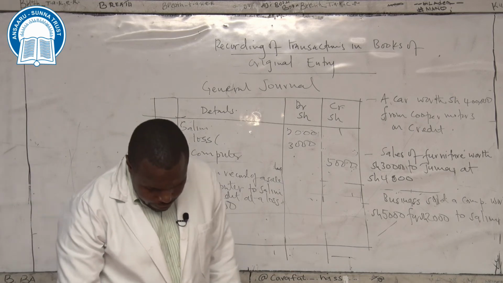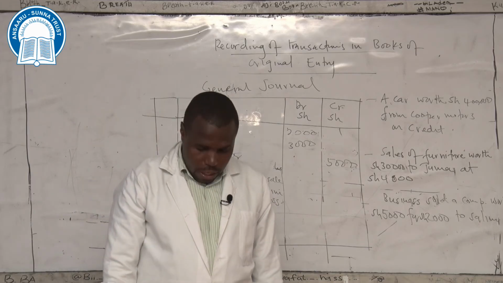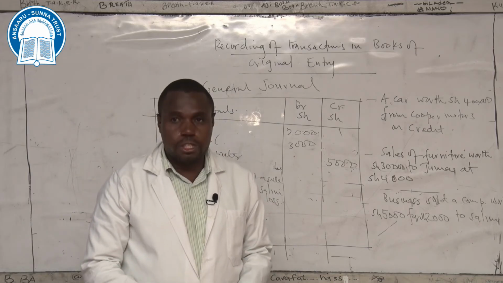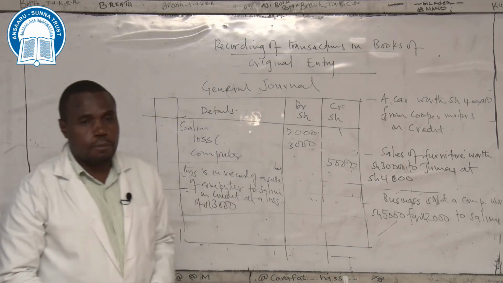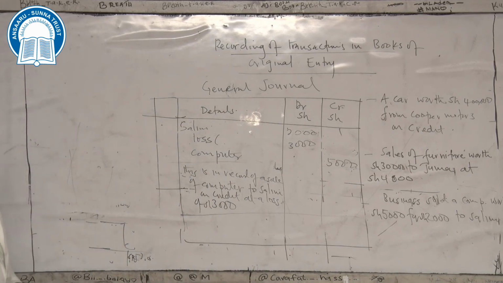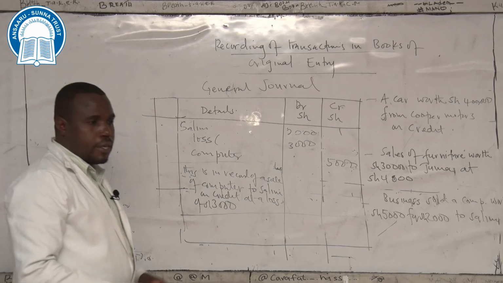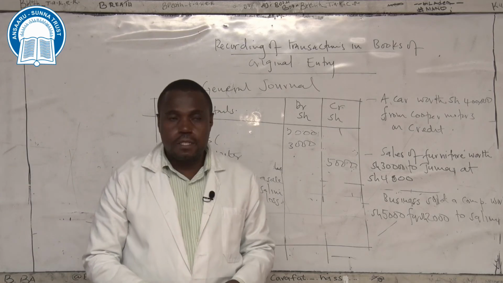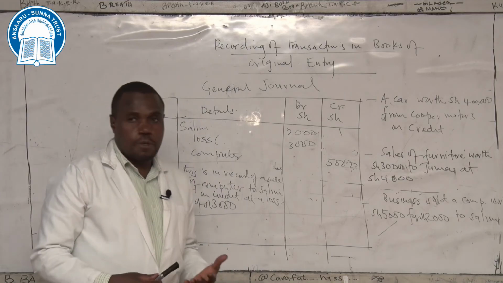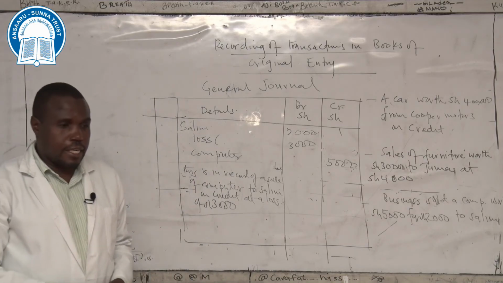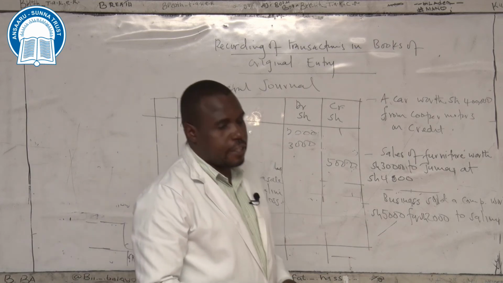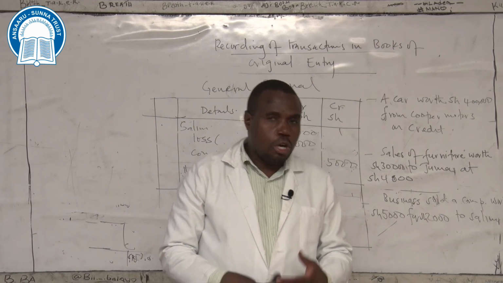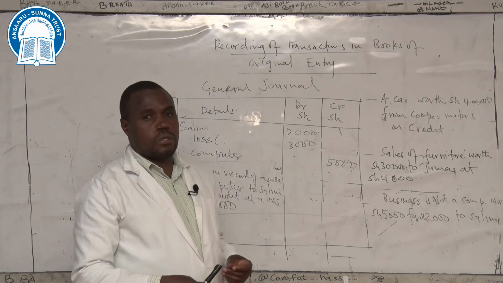So apart from that, we also have the General Journal being used maybe to correct errors. The General Journal can be used to correct errors. When correcting errors, it means that if an error has been corrected, and these are errors that will affect the trial balance, or the ones that will not affect the trial balance total.